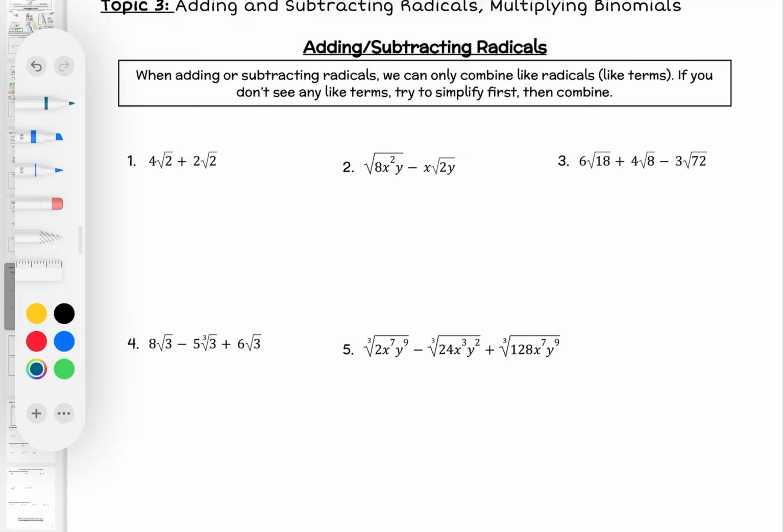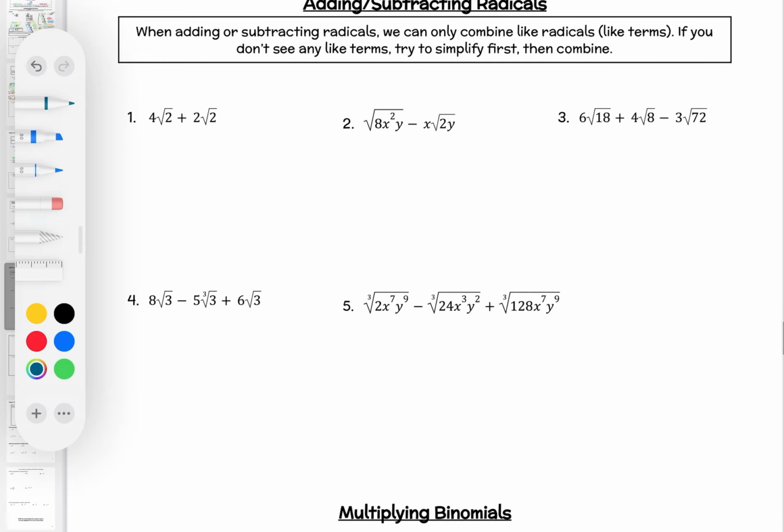All right, so this next topic that we're going to talk about is adding and subtracting radicals. When we add or subtract radicals, we can only combine like radicals, meaning they're like terms. What that means is that they have to have the exact same radicand underneath the radical in order for us to add them together.